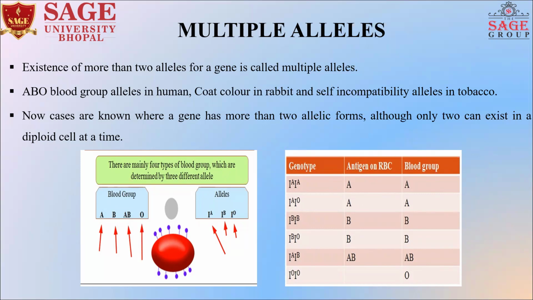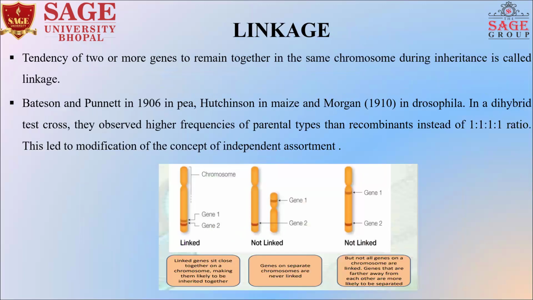at a time. In the given picture, if we observe, blood group A has the antigen A, and the genotypes IA IA and IA IO. In case of B blood group, it has the alleles IB IO as well as IB IB. In case of AB blood group, both antigens IA and IB are present. And in case of O blood group, there is no antigen. So here multiple alleles are working on the same platform. That is called multiple alleles.